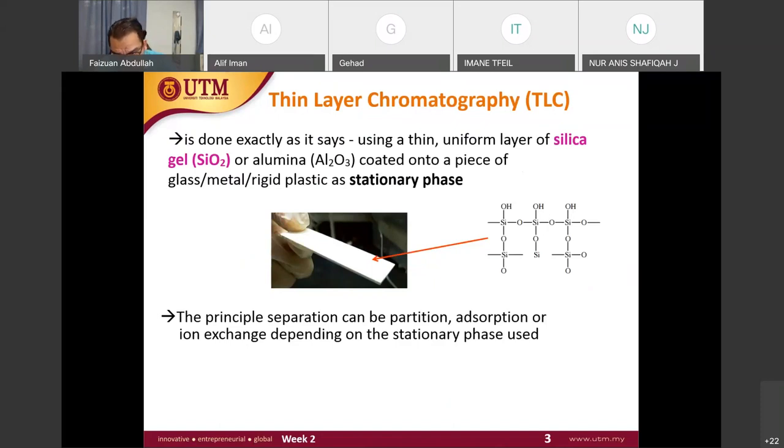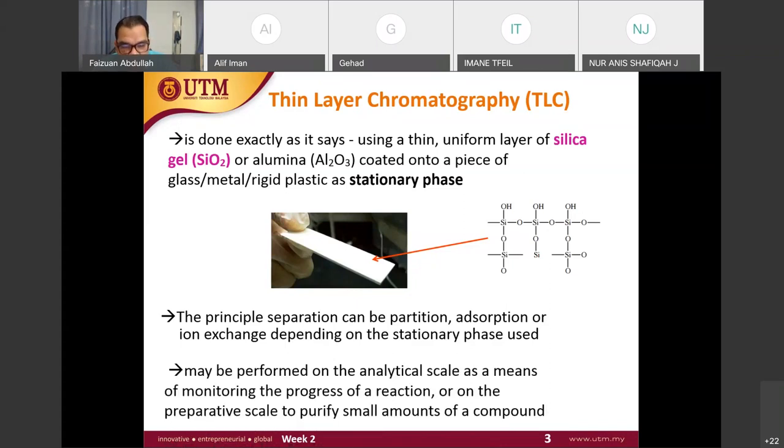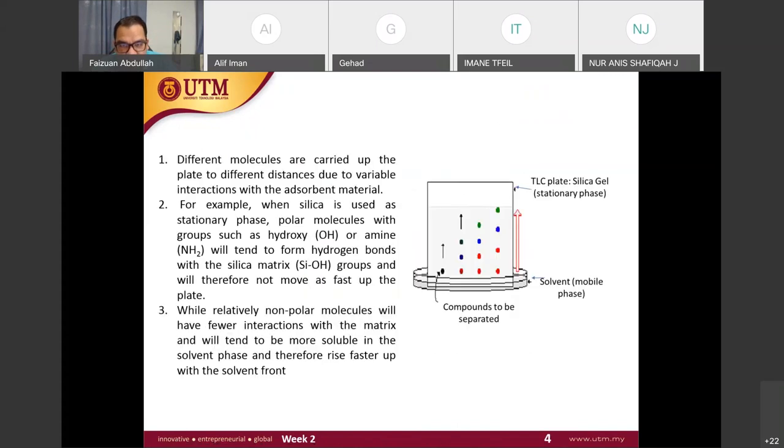The principles can be partition, adsorption, or ion exchange depending on the stationary phase used. Meaning that the type of separation principle that we have learned previously will depend on the type of the stationary phase, which is the thin film itself, made from silica, alumina, and so on. It may be performed on the analytical scale as a means of monitoring the progress of a reaction, or on the preparative scale to purify small amounts of a compound.